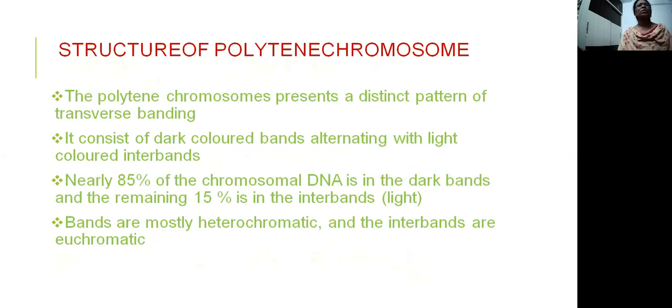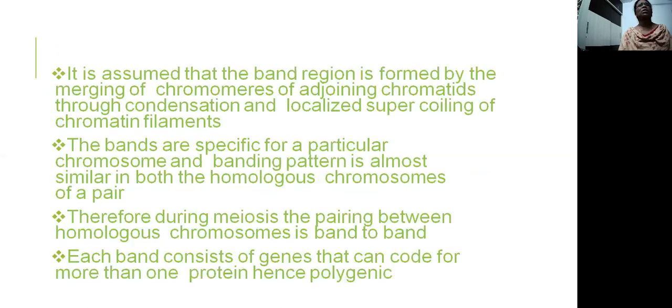This differentiation can be obtained by dye treatment. Feulgen is the one which is used to stain the chromosomes. After treating with the dye, nearly 85% of the chromosomal DNA becomes dark colored and the remaining 15% is light colored. These bands are mostly heterochromatic. It means genetically non-functional, and the interbands are euchromatic. Their functional genes are present in this area.